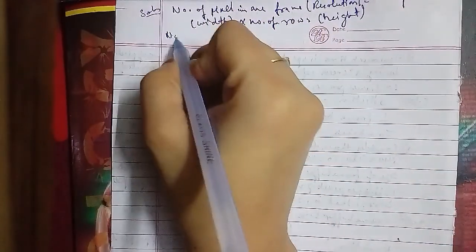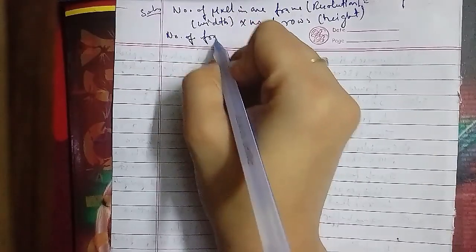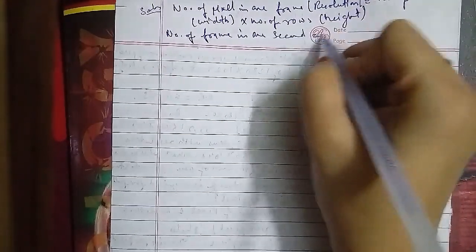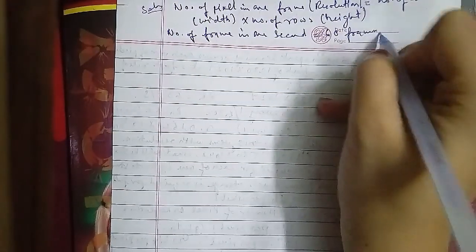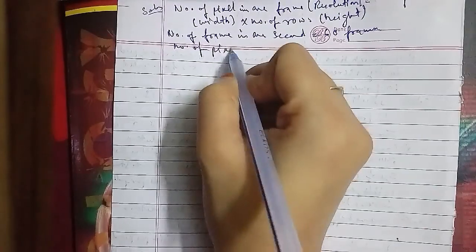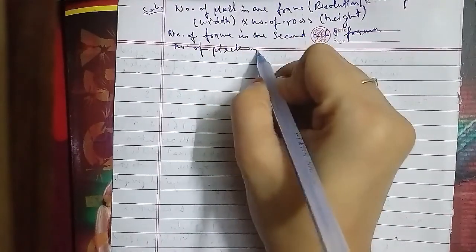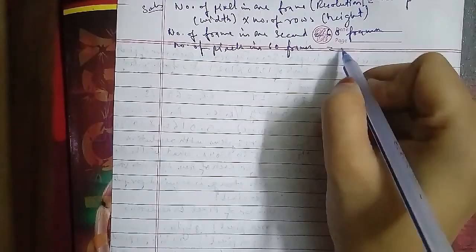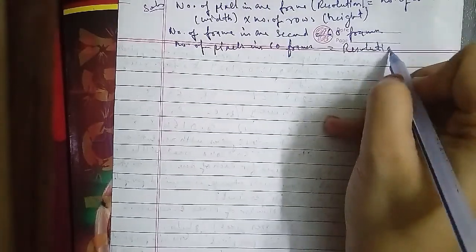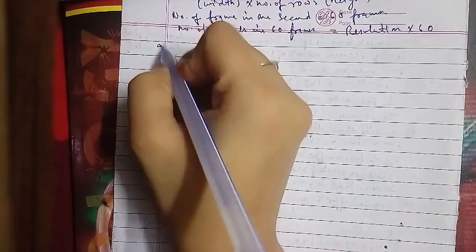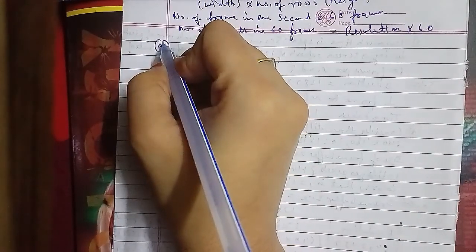And so the resolution here, as I told you, is equal to 640 multiplied by 480, and the number of pixels is equal to 640 multiplied by 480 multiplied by 60, so that is equal to 18,43,200 pixels.